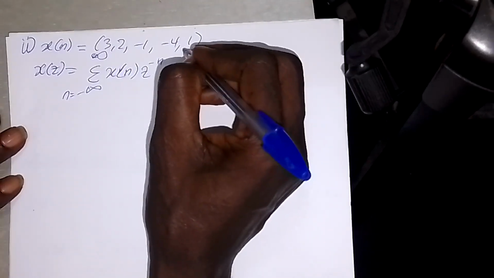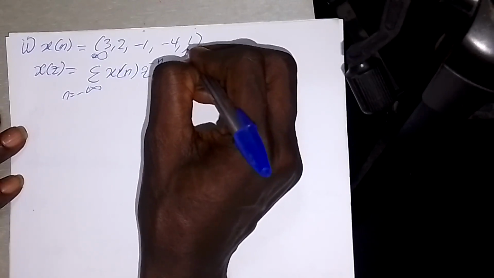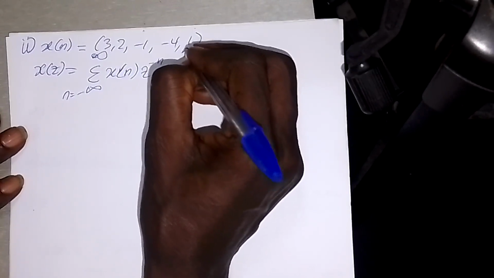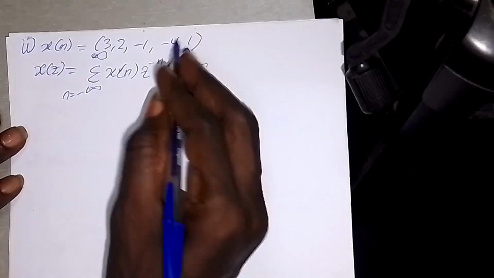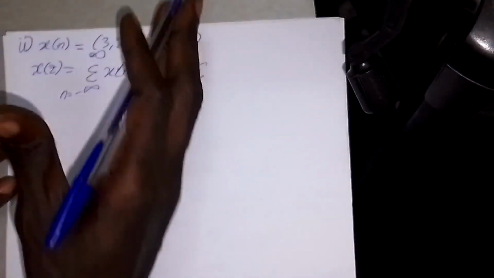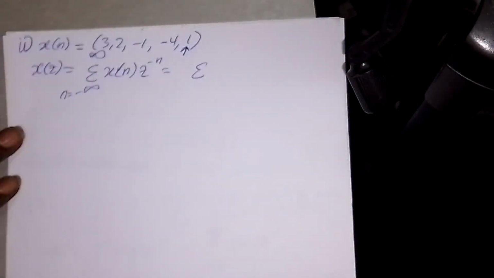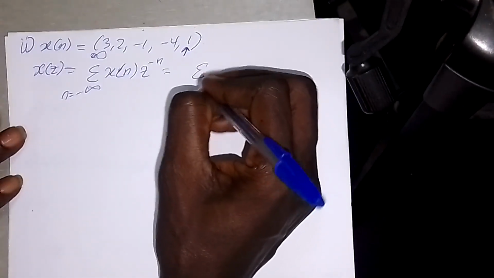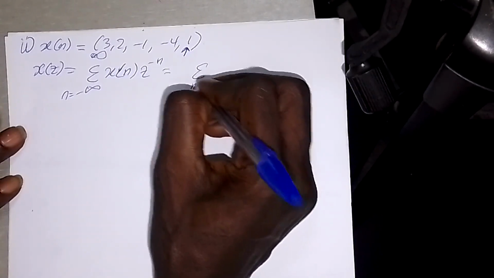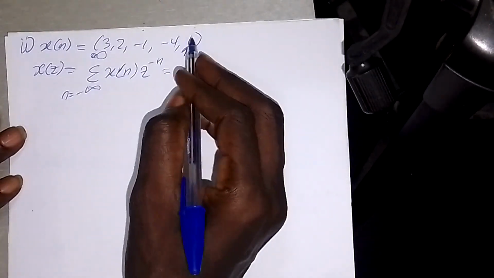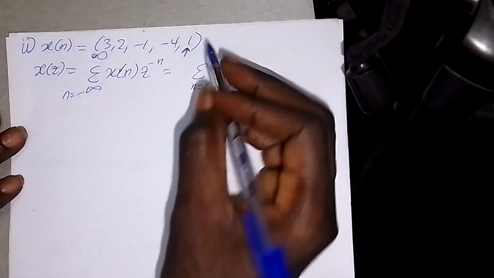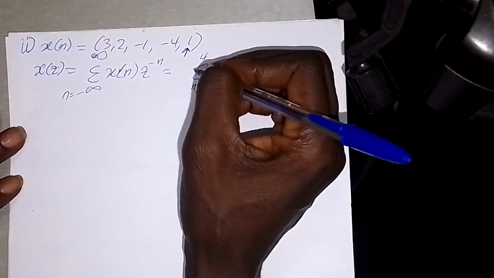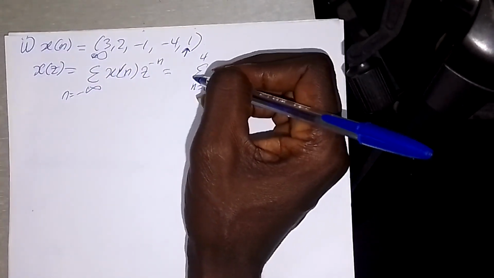Here my arrow is on this one. That means that n is equal to 0 starting from here. So you see that all the sequence is going this way. So it's a left-sided sequence. So here n is equal to 0, and then 0, 1, 2, 3, 4. Okay, 0 to 4.